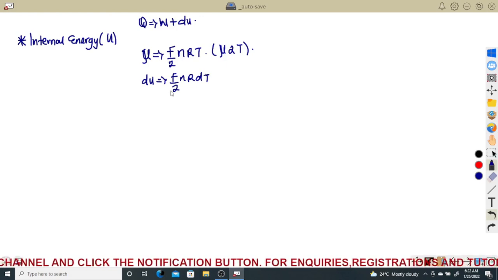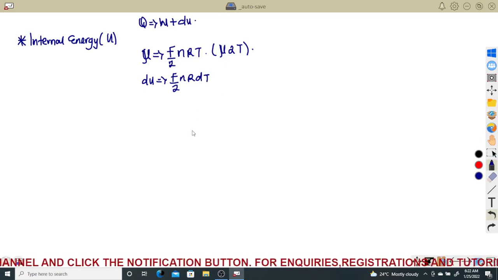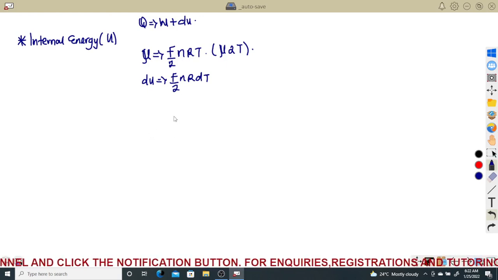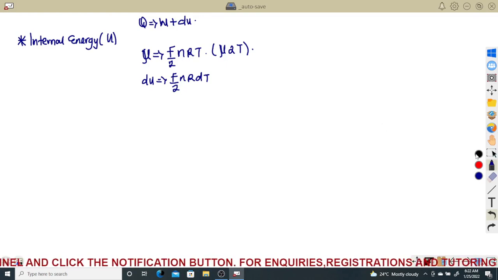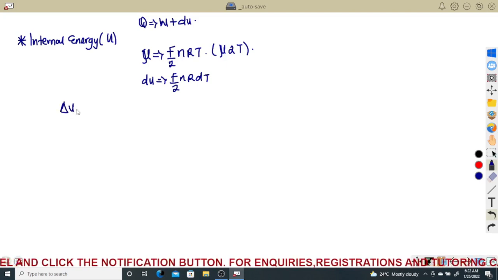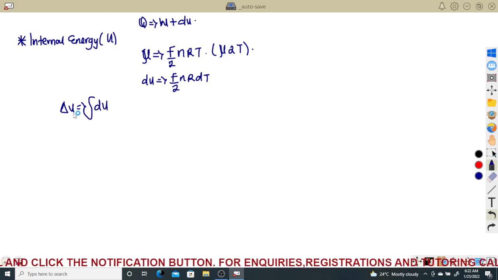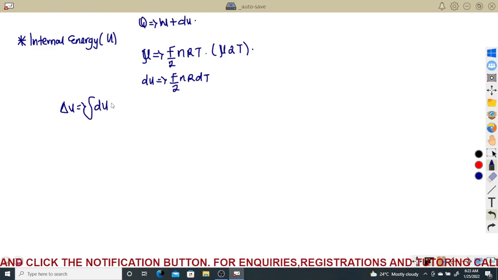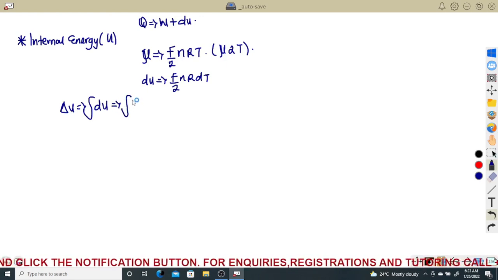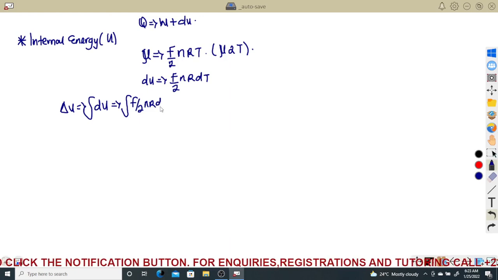It can be two temperatures, θ1 and θ2, as you have studied in your junior classes. So please always keep it at the back of your mind that if temperature is increasing from T1 to T2, just like once a variable value of temperature, we can also say the change in internal energy is given by the integration of f by 2 nR dT. So please keep it at the back of your mind.